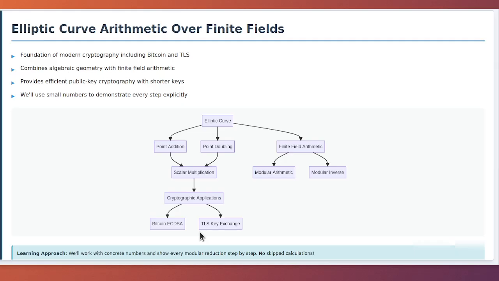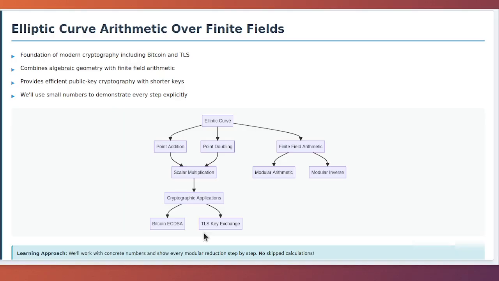Today we're exploring one of the most fascinating and important topics in modern cryptography: elliptic curve arithmetic over finite fields. This mathematical foundation powers much of today's secure communication, from Bitcoin transactions to TLS encryption on the web. But don't worry if that sounds intimidating. We're going to work through everything step by step using small, manageable numbers so you can see exactly how each operation works. Elliptic curves are special types of mathematical curves that have unique properties, making them perfect for cryptography.